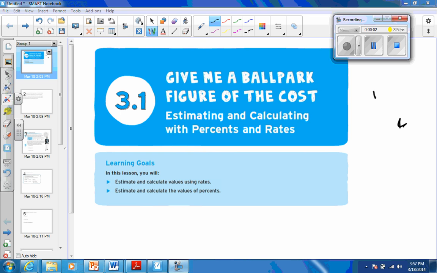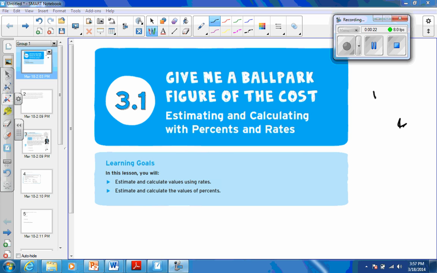Okay, this lesson starts out chapter 3. Chapter 3 is all about rates and percents. So basically, we're going to be talking a whole lot about how to convert from a fraction to a decimal to a percent, or how to go from a percent to a fraction, or a percent to a decimal, and just how all those three relate.